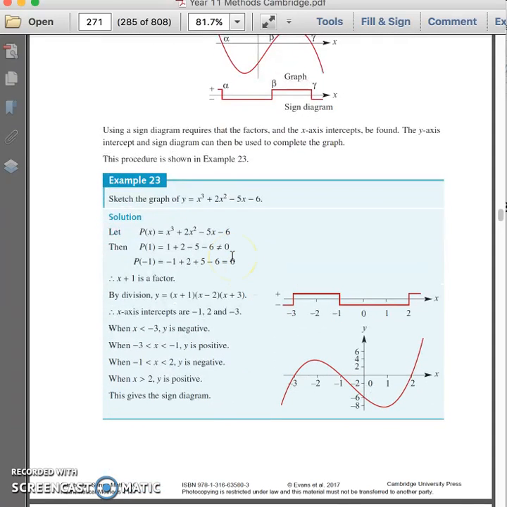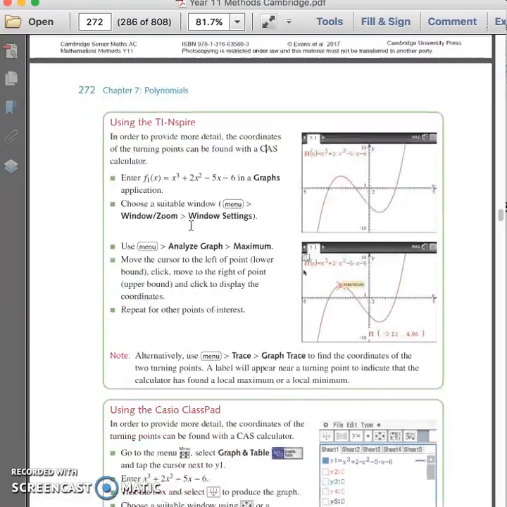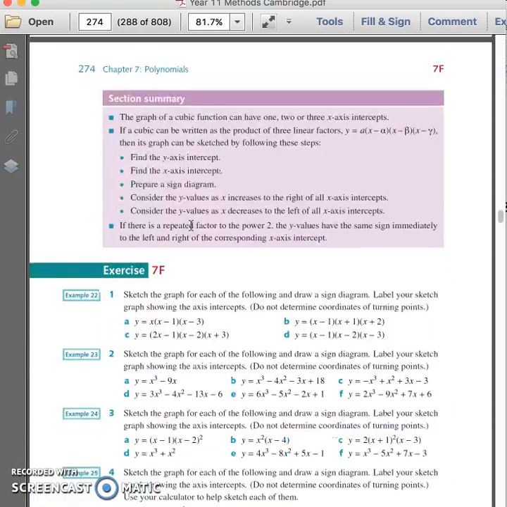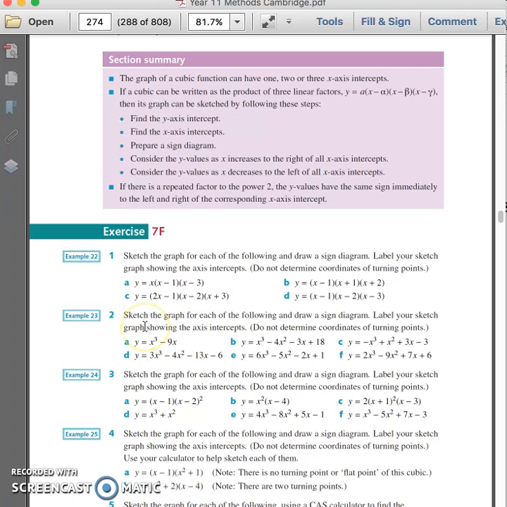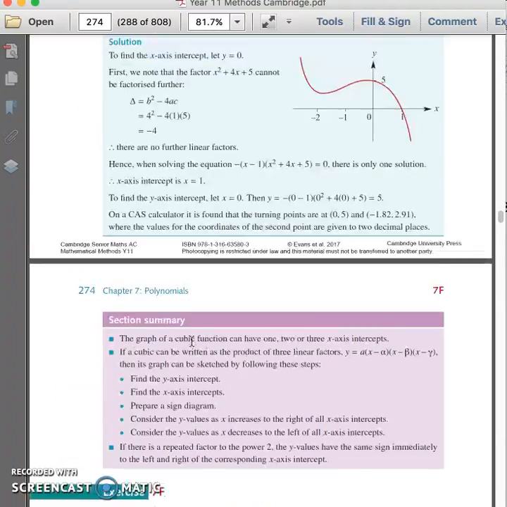Here's an example of using a sign diagram. And example 23 is for questions 2 onwards. So question 1 has already been factorized for you. So you just need to draw a sign diagram and then find the axis-intercepts and the y-intercept just by making x a 0. Question 2, it hasn't been factorized yet.